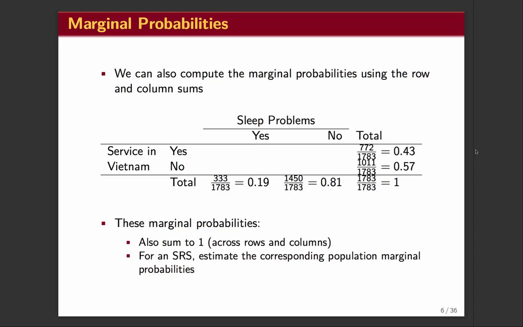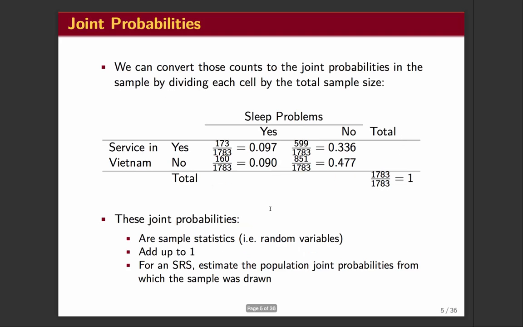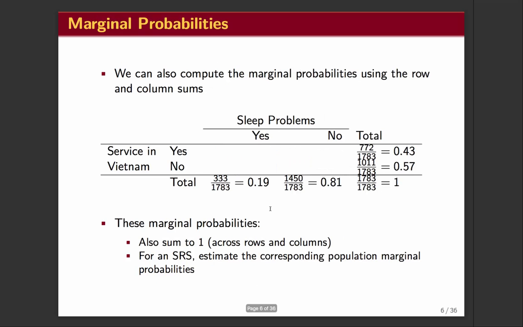That 0.43 is not conditional on sleep problems. It is simply service in Vietnam or not service in Vietnam. So given that approach, these two numbers should always add to 1. And as we look at larger tables where it's not just 2x2 any longer, however many rows you have, these proportions should all add up to 1. A similar idea is down here, where we are looking at sleep problems only. So we can say 19% of our sample had sleep problems and 81% did not. That's what the marginal probabilities are talking about. So we have joint probabilities, which have to do with the internal part of the table, and marginal probabilities, which have to do with the margins.